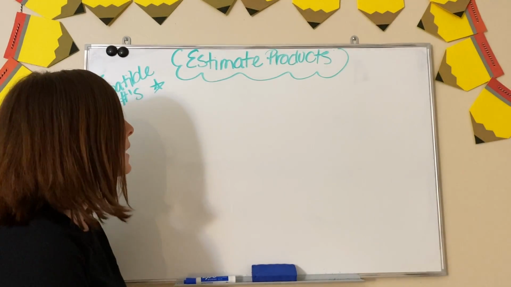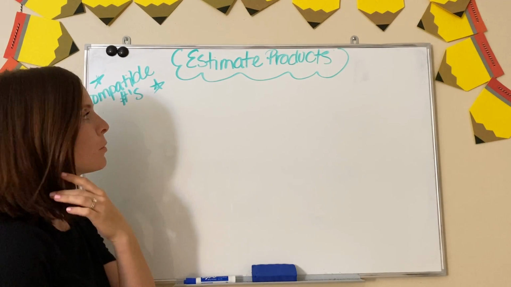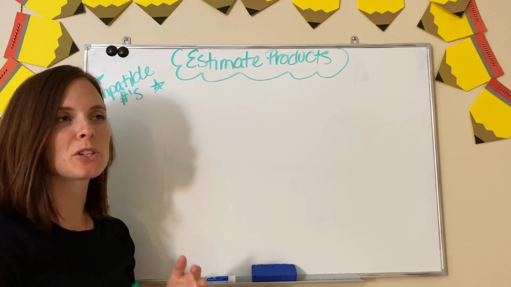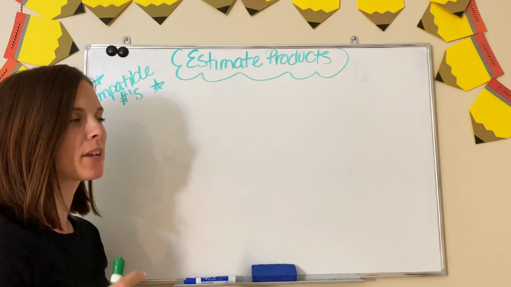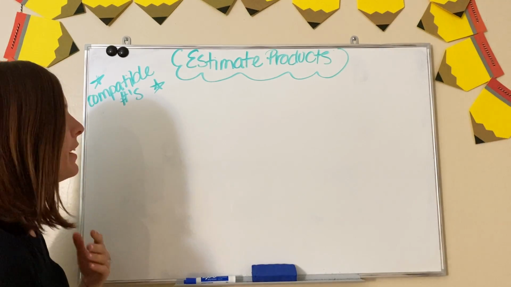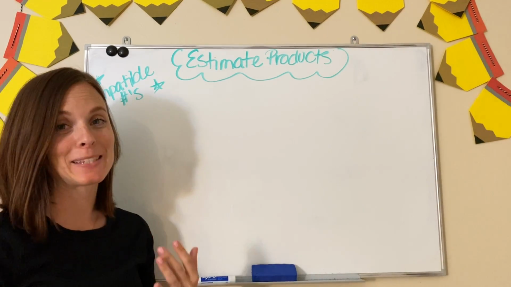Hey you guys, so we are still in chapter 2. We're working with multiplying numbers. We've been doing partial products, exponents, prime factorization. Now we get to something that's fun that's called estimating products.